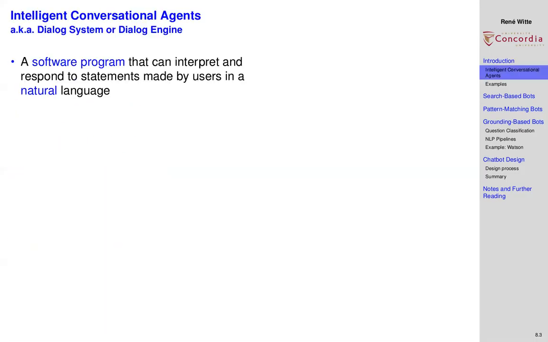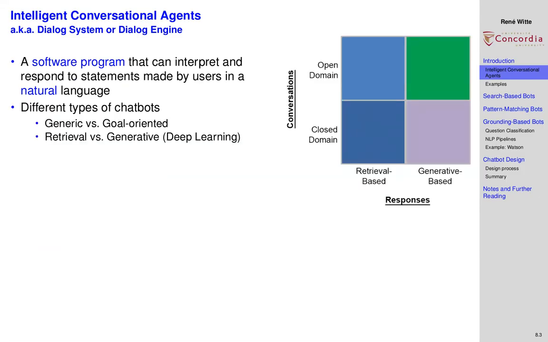So let's talk about chatbots, or more formally, intelligent conversational agents, also known as dialogue systems or dialogue engines. I already told you in the first lecture that here we're looking at software that can interpret and respond to statements that users make to it in natural language. And I showed you this diagram of different categories of bots.